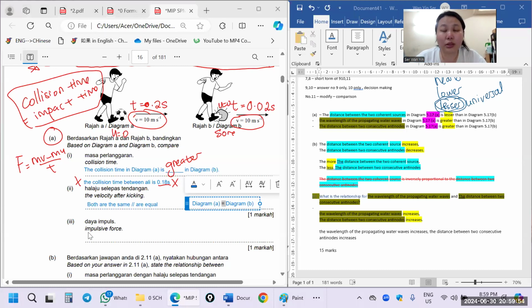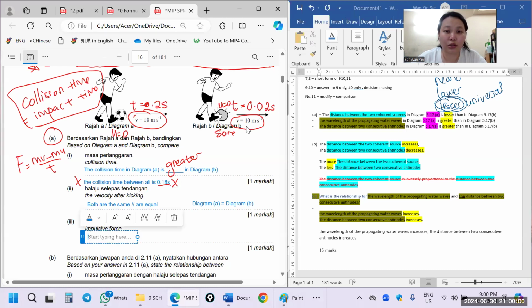Now impulsive force. Of course, we know shorter time means impulsive force is bigger. So we say the impulsive force in, please always say A first then B, in diagram A is lesser than in diagram B.